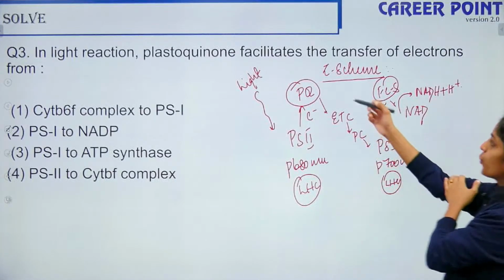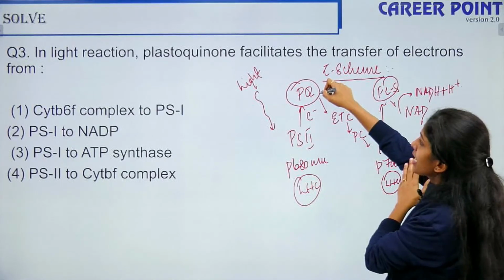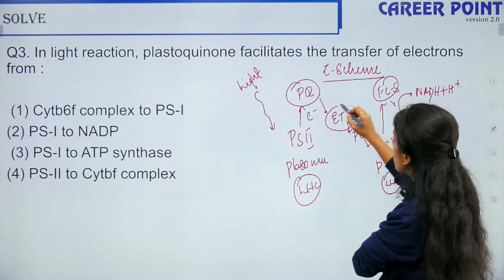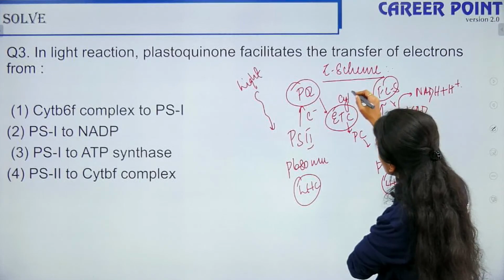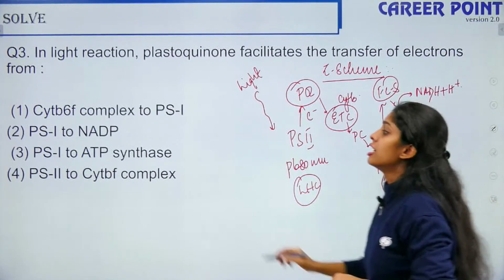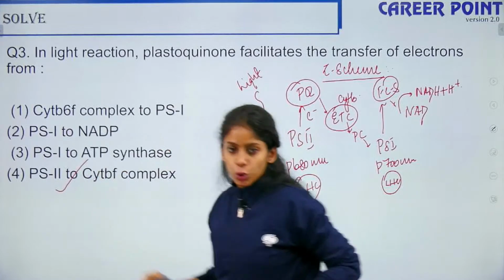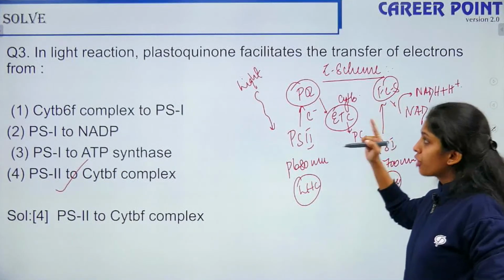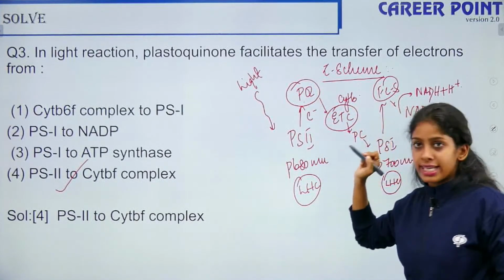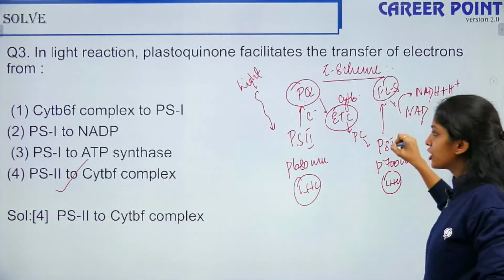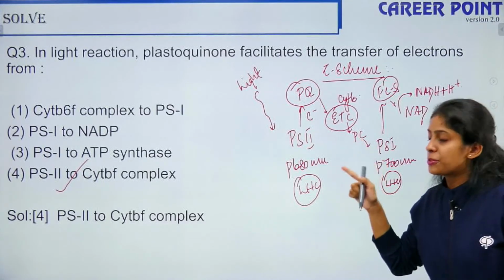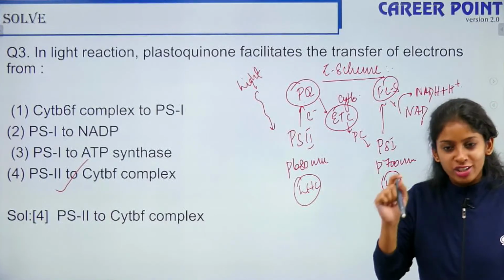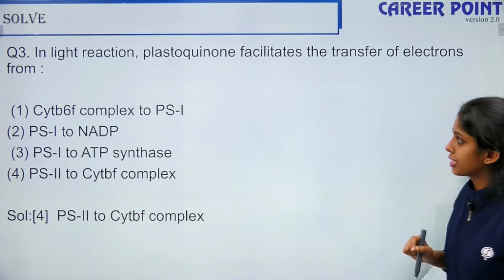So plastoquinone is here. So this facilitates the transfer of electrons from PS2 to your cytochrome complex. So your electron transport chain is cytochrome B complex. So thus your answer is PS2. Yes, it is option D and not 1. So from your PS2 to ETC, not from ETC to PS1. So it is option D. Okay, Veera Shanmugam? Yes, so here it is a normal understanding mistake of the question.